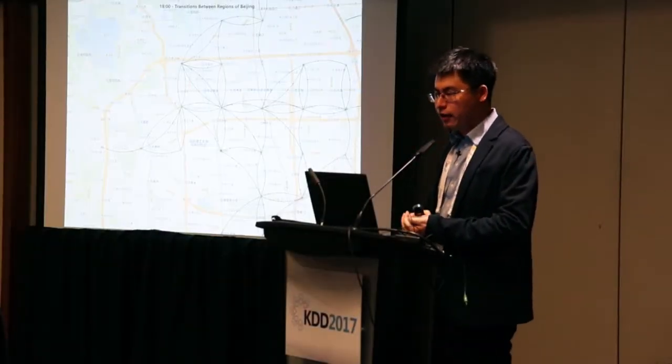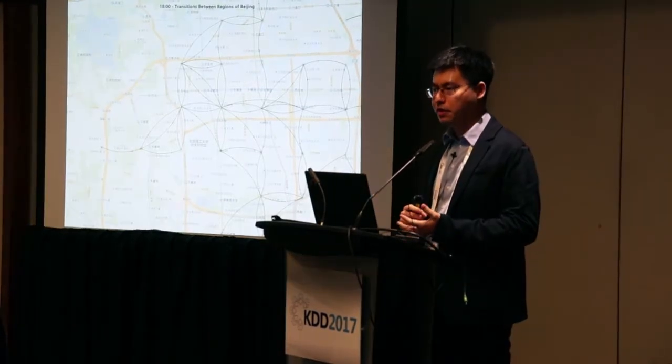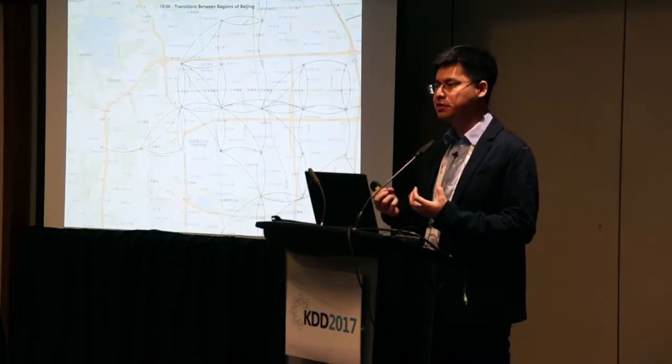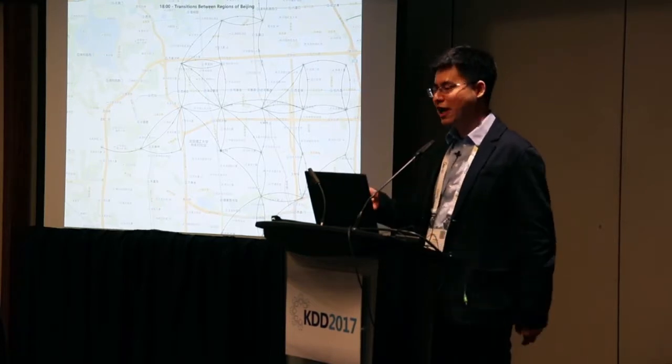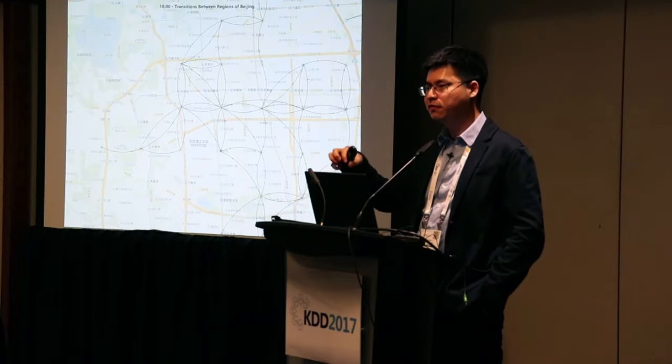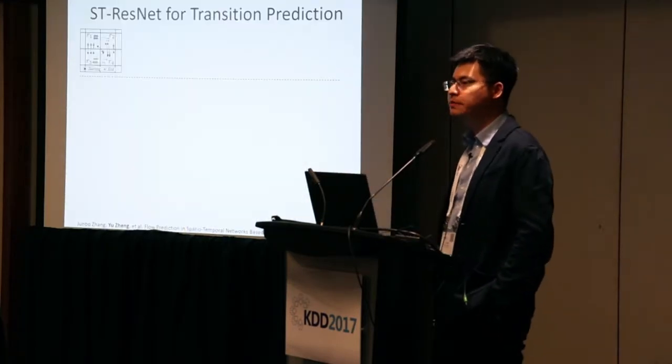Okay, so let's get started for the second half. In the first part, we introduced how we can predict the transition between different locations and cities. This is much more challenging than predicting the total inflow and outflow in each grid. So how does this system work?